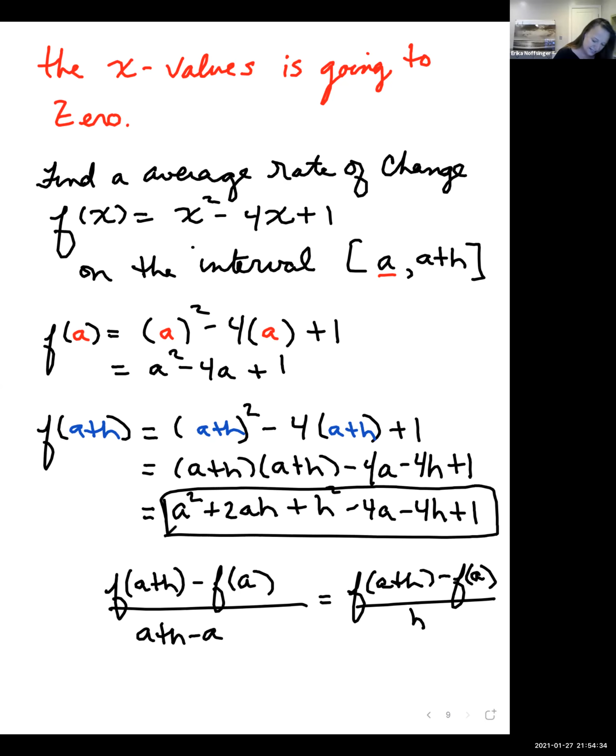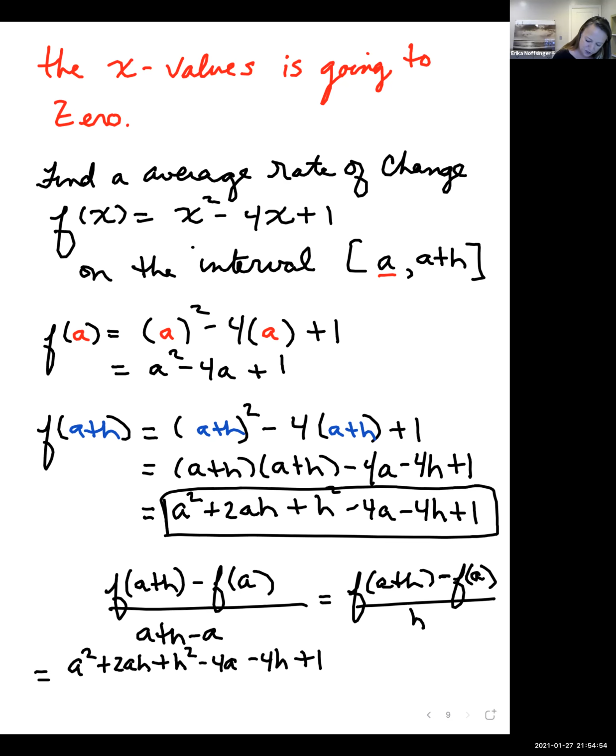It looks nasty, but this is going to simplify out. Normally they kind of look ugly, but they simplify out really nicely. So this is equal to our a squared plus 2ah plus h squared minus 4a minus 4h plus 1.